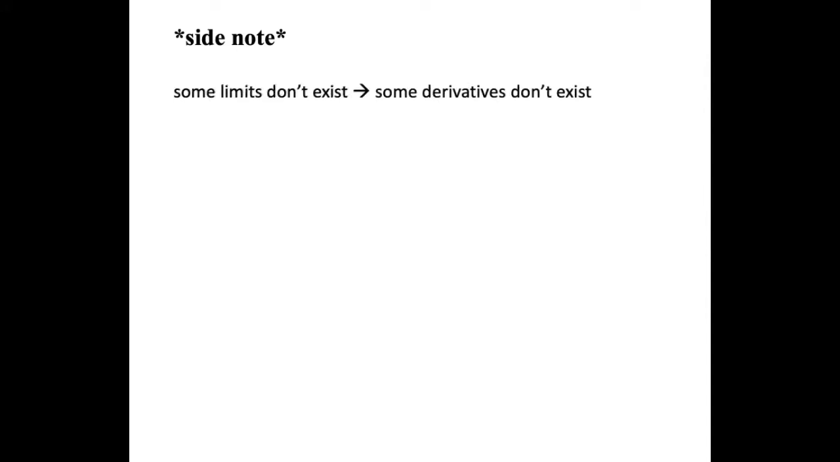One little thing before we move on. A side note. Remember how some limits don't exist? Well, the same is true for some derivatives. All right, let's use our definition of the derivative to find the derivative of a particular function. Let's start out with f of x equals x squared. All right, there it is.